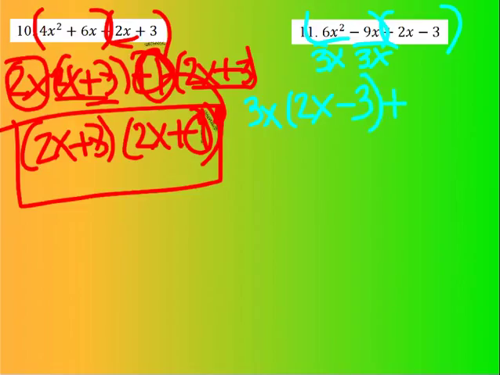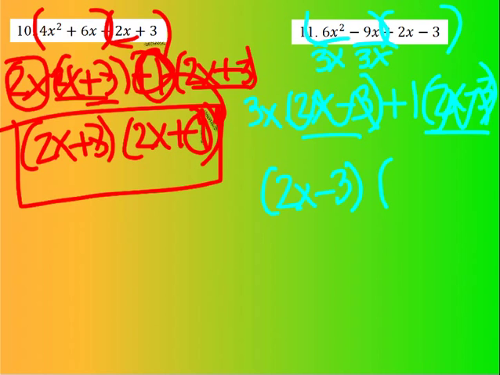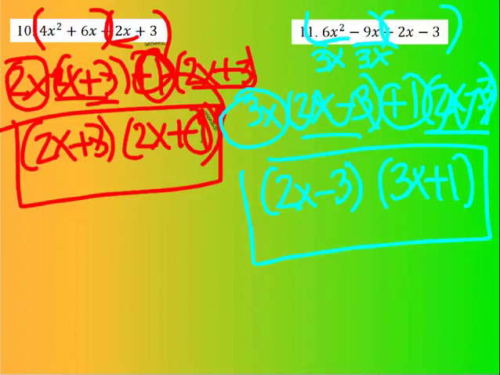Same thing on the second group. We can't take out a greatest common factor of anything, so I'm going to take out basically a 1 just as a placeholder. So my leftovers are matching, so then my factor is 2x minus 3. And then on the outside is going to be my other factor, which is 3x plus 1. So that's our final answer for number 11.